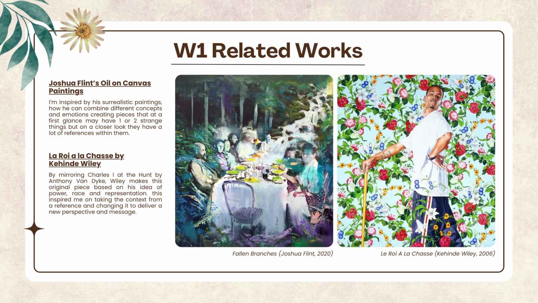Similar work has been produced by Joshua Flint, whose oil-on-canvas paintings explore the theme by blending space and time, creating surrealistic works, making all the objects and characters feel like they belong together. Another example has been produced by Cahen Whiteley, whose work La Roya Duchess explores this theme by mirroring Charles First at the Hunt by Anthony Van Dyck, taking inspiration from this reference and creating a new painting from their own perspective.